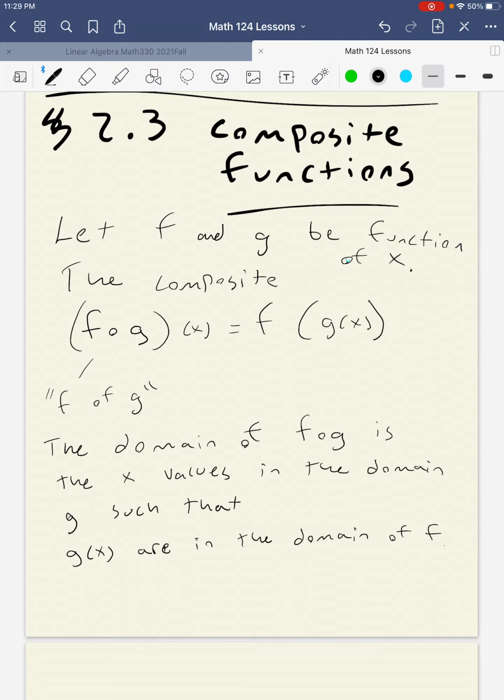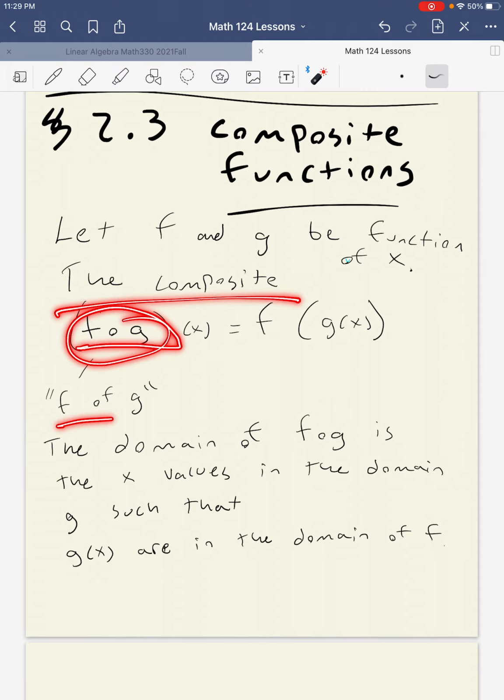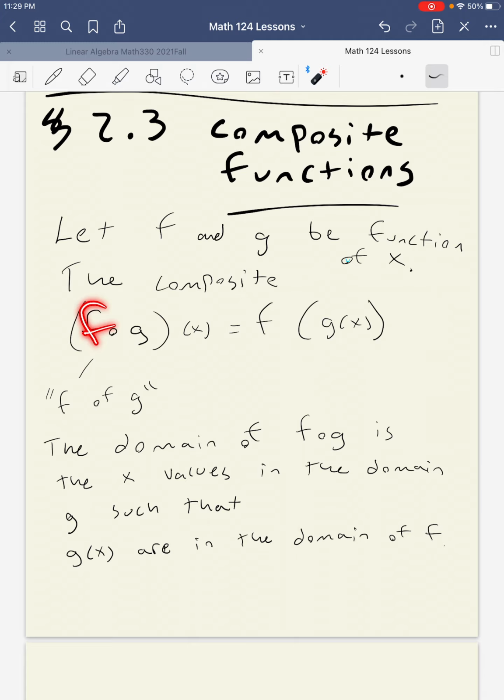Okay. Now the composite function f of g, it's read f of g, and we use the symbol f circle g of x, is simply defined in the following way. First we just take g of x and we plug it into f of x. Alright, so we take g and we plug it into f. That's what we mean here. So f of g is when you take g and plug it into f.